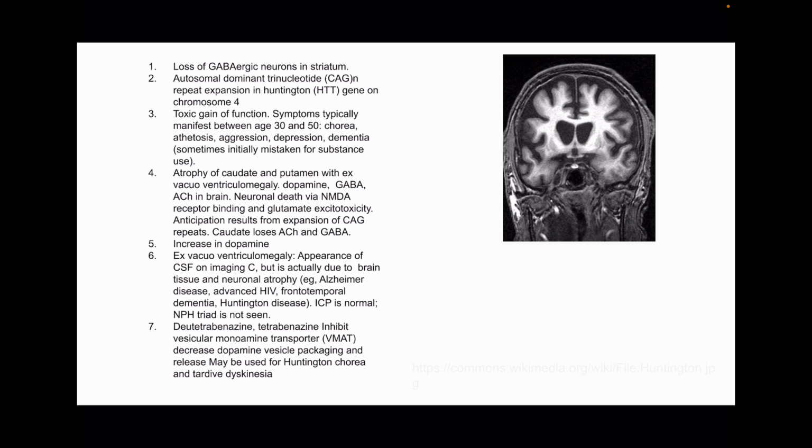Examples include Alzheimer's disease, advanced HIV, frontotemporal dementia, and Huntington's disease. The ICP is normal, but the NPH triad is not seen. Deutetrabenazine and tetrabenazine inhibit vesicular monoamine transporter VMAT. They decrease dopamine vesicle packaging and release, and may be used for Huntington's chorea and tardive dyskinesia. And here you can see the image on the side, which shows ex vacuo ventriculomegaly, which happens in Huntington's disease.